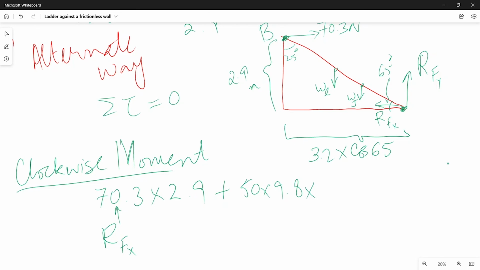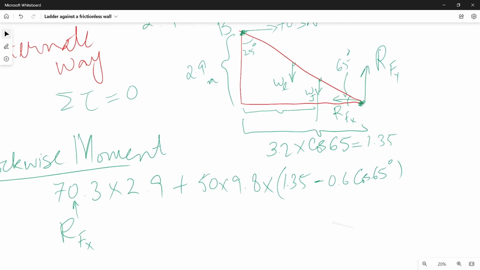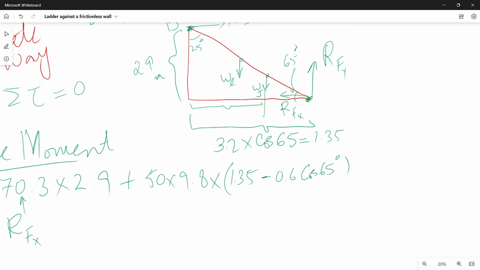Now from the James, the distance is this one. So we have to find this distance. We knew this whole distance is 1.35. So we have to have only this distance. So I would say 1.35 minus 0.6 cos 65 degrees. If you are confused about this, I would just do it quickly here.